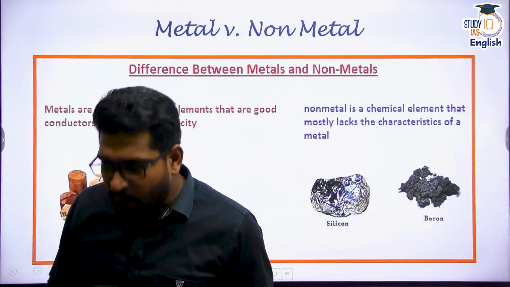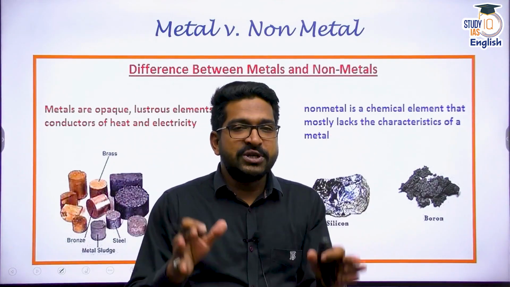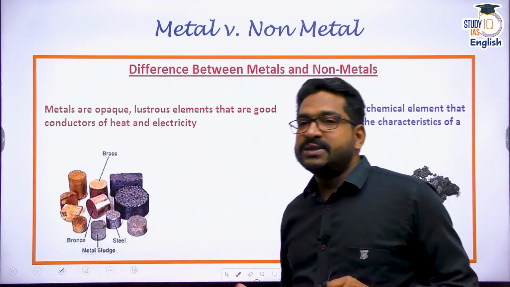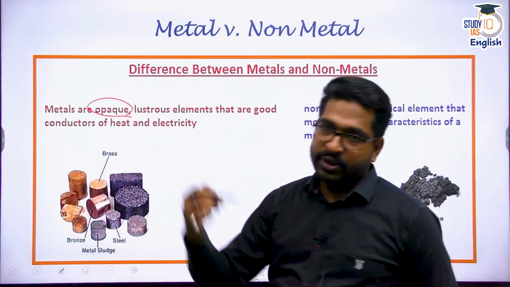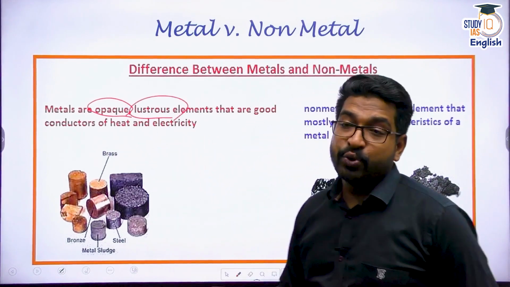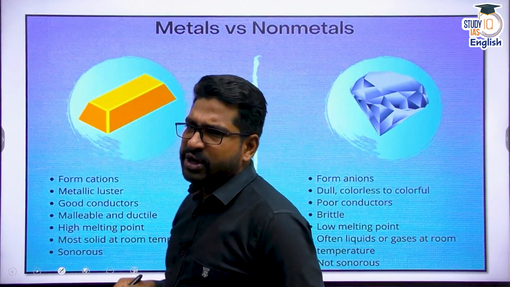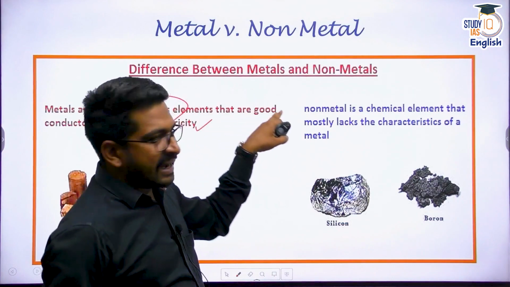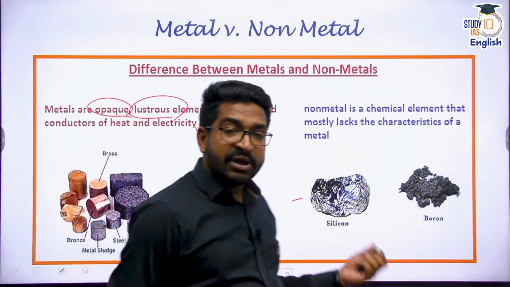Now let's talk about metal and non-metal, because our discussion predominantly should focus on these two from NCERT perspective. Now metals, what are these metals? Metals are generally opaque. They do not allow the light to pass through them. They reflect the light most of the time. They are lustrous elements, and they are also good conductors of heat and electricity. Whereas non-metals are generally those which lack these characters. You can talk about silicon, boron, or any other thing. They can be in gaseous form.